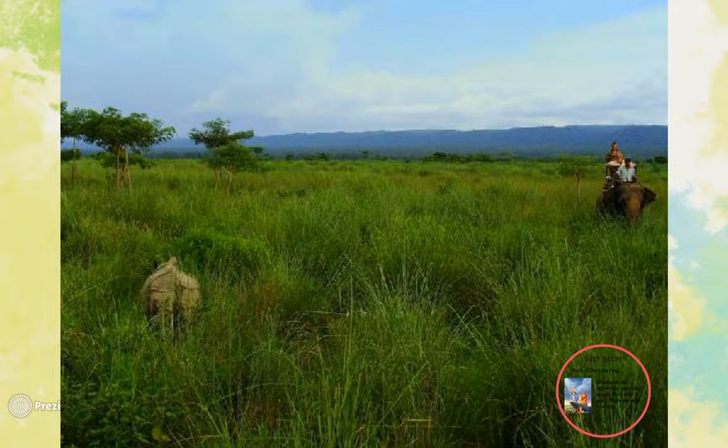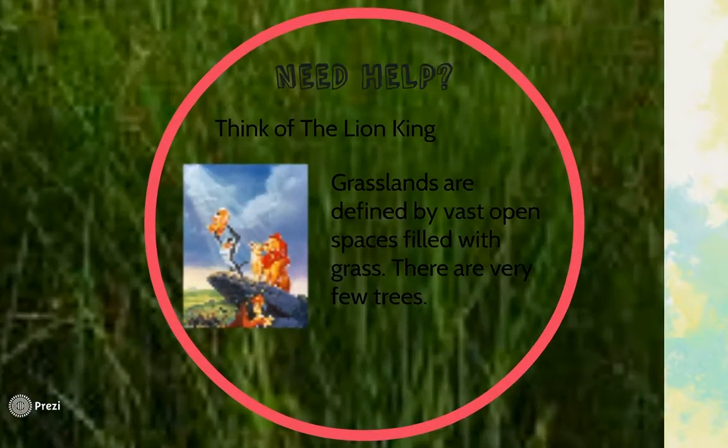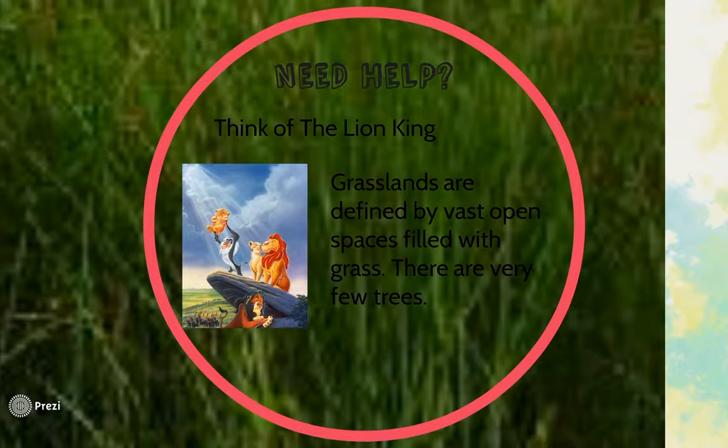Does this habitat look familiar? These are the grasslands. If you need help, think about The Lion King. Grasslands are defined by vast open spaces filled with grass. There are very few trees. If more rain were given to a grassland, it would be defined as a deciduous forest. If it had less rain, it'd be a desert. So a grassland is in between a desert and a deciduous forest.